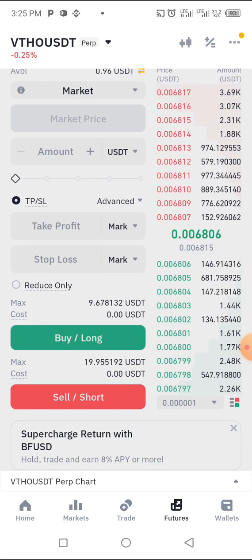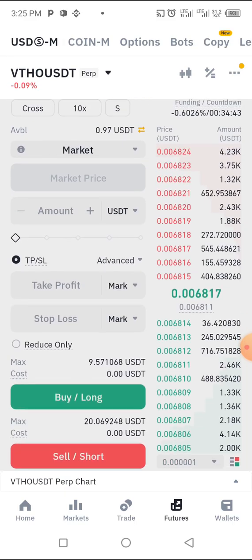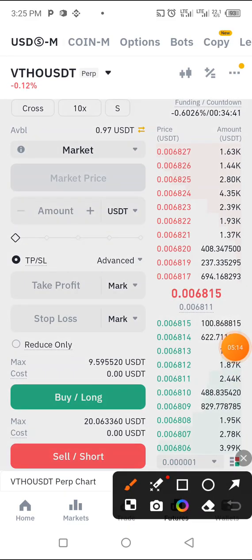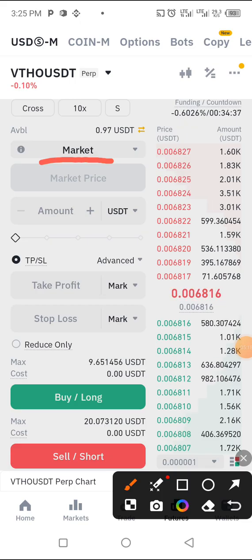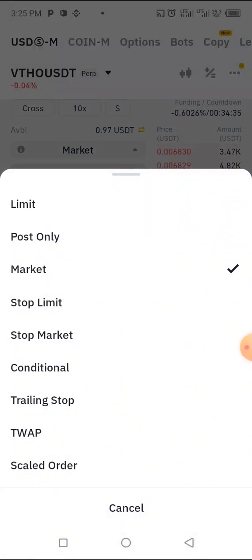And when we move down, this is where the market price is. If you want to buy at the market price or a limit, we have two types. So we have the limit here, and then we have the market price. These are the two things that we should be looking at at that level.